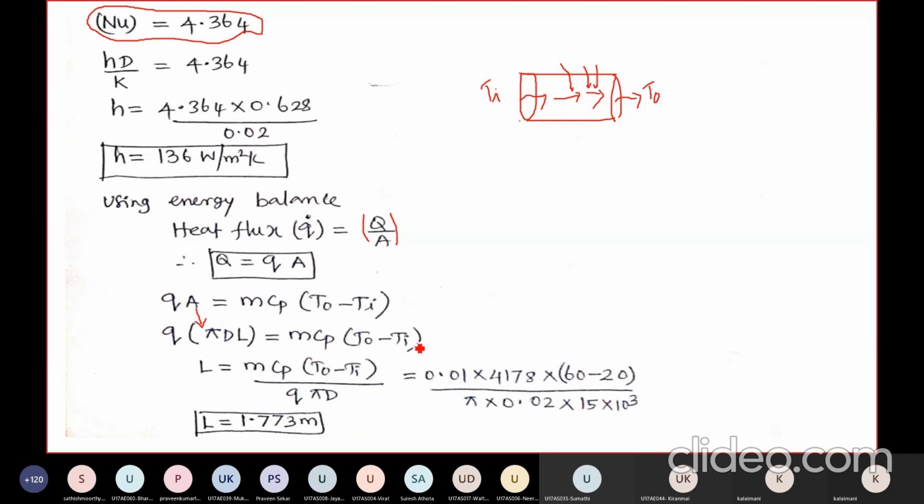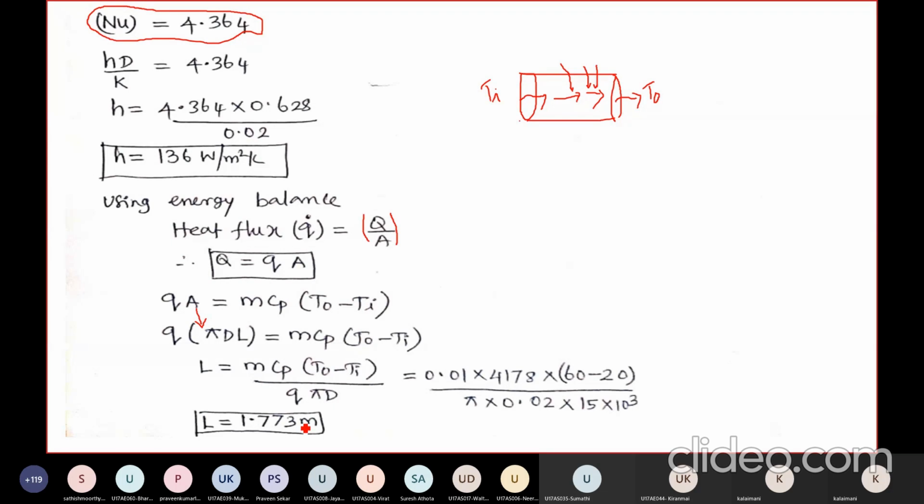Q equals m Cp (T0 minus Ti). From that, we find the length of the tube required to transfer the heat. L is equal to m Cp (T0 minus Ti) divided by q into pi d. The heat flux is given as 15 into 10 power 3 watt per meter square. Outlet temperature 60 degrees Celsius minus inlet temperature 20 degrees Celsius. If you substitute, we find the length of the tube L is equal to 1.773 meter.